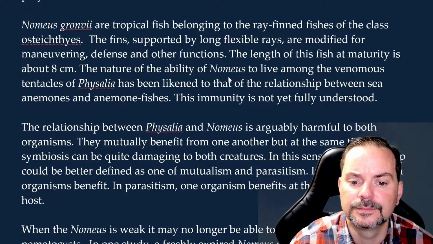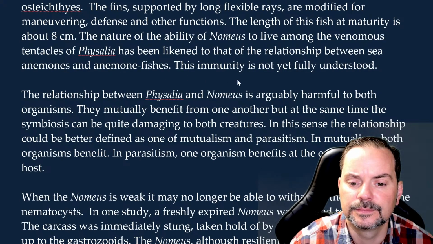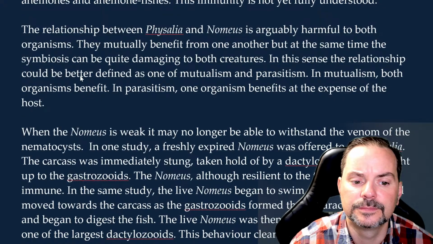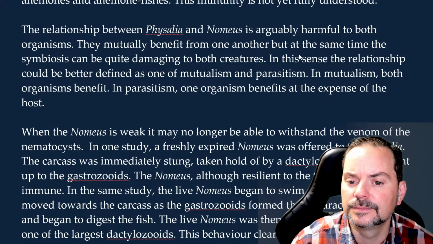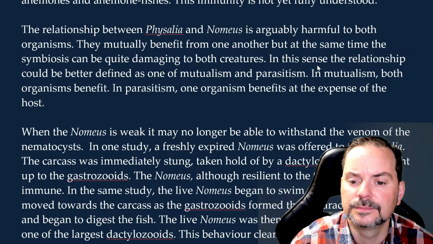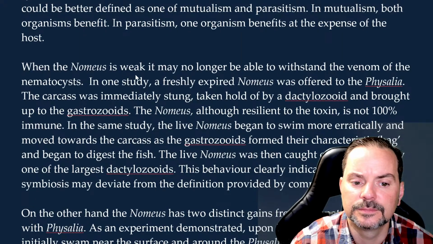The nature of the ability of Nomius to live among the venomous tentacles of Physalia has been likened to that of the relationship between sea anemones and anemone fishes. This immunity is not yet fully understood. The relationship between Physalia and Nomius is arguably harmful to both organisms. They mutually benefit from one another, but at the same time, the symbiosis can be quite damaging to both creatures. In this sense, the relationship could be better defined as one of mutualism and parasitism. In mutualism, both organisms benefit. In parasitism, one organism benefits at the expense of the host.